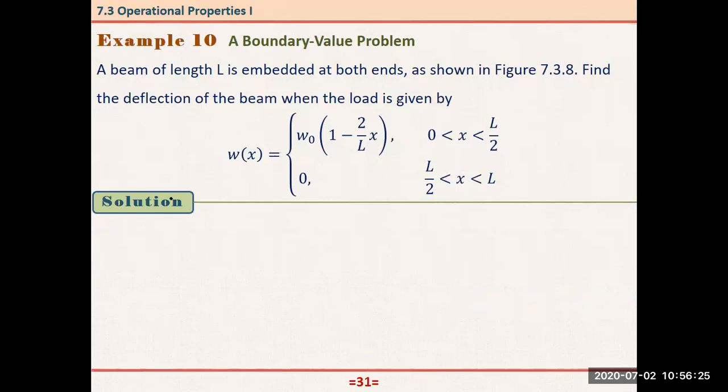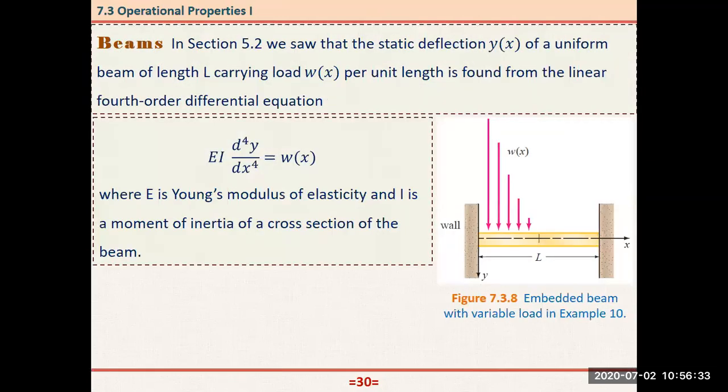It says that a beam of length L is embedded at both ends, right? It is fixed maybe to the walls, as shown in figure 7.3.8. So we are talking about this figure. This is a wall, maybe this is another wall. It is embedded here and also here, right? It is not movable at these points. So what is changing here? Because of the load here, the shape of the beam is changing. And how is it changing? That is what we are trying to find out.